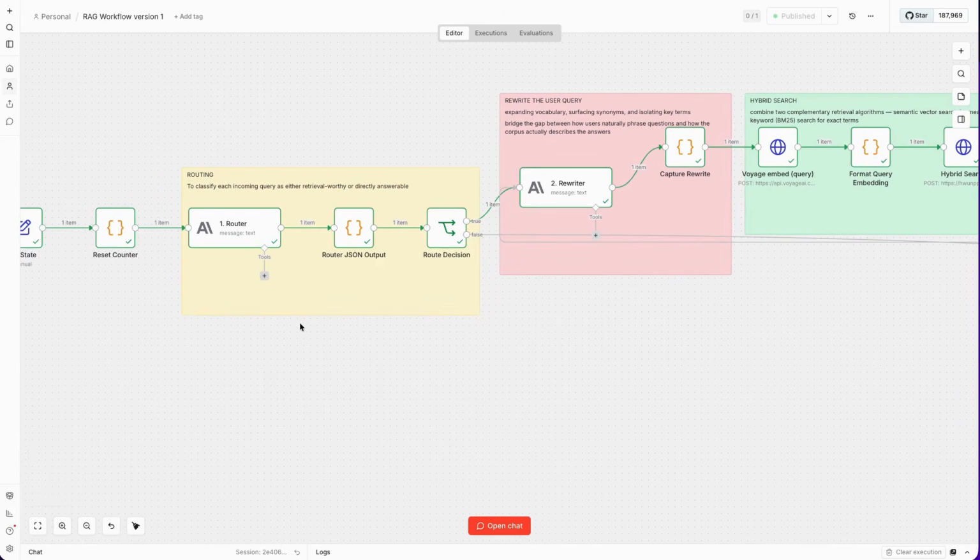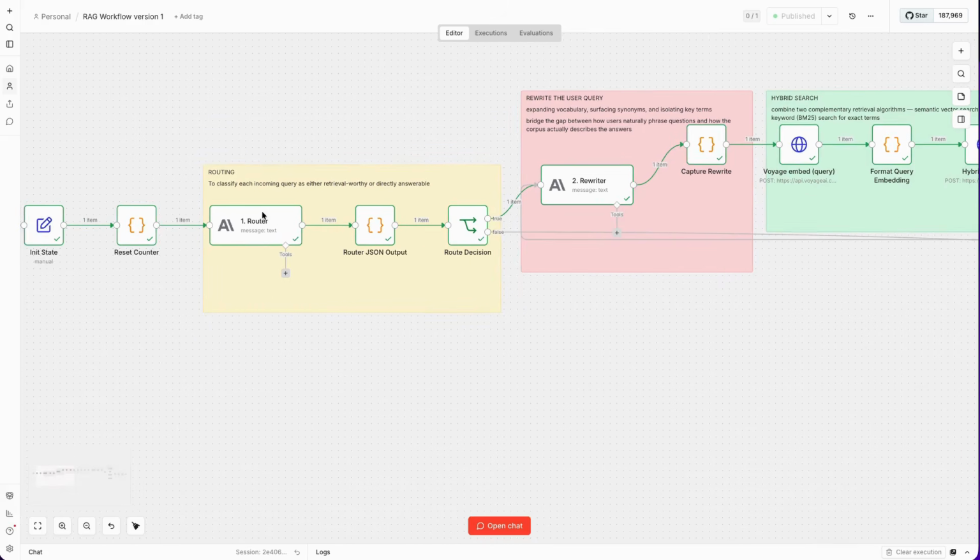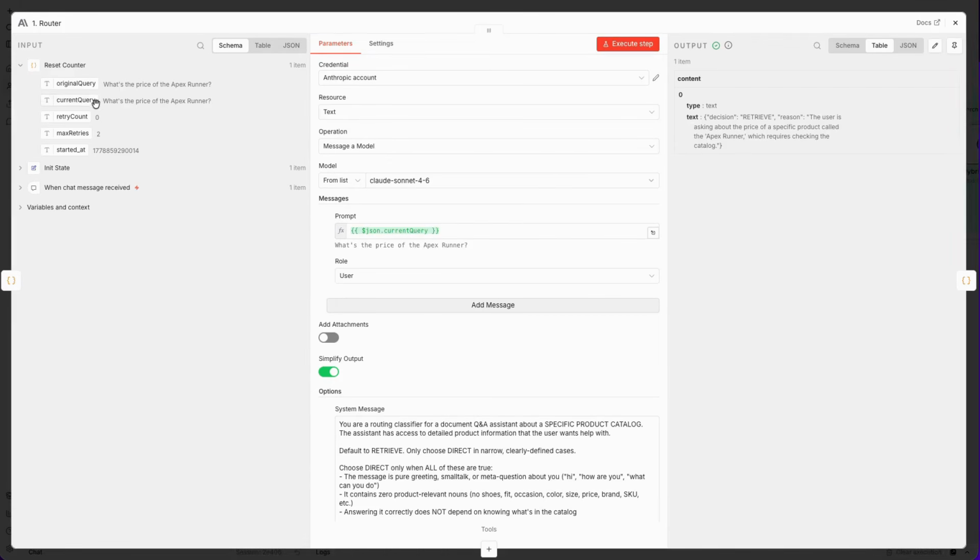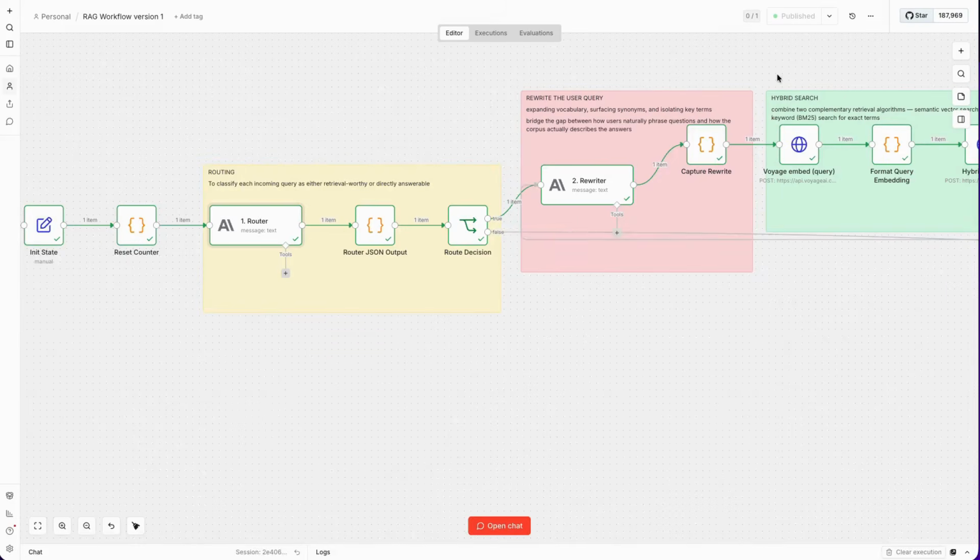So the first one is the routing block, and its job is very simple. It has to classify each incoming request and determine if this is retrieval worthy. For instance, you can see that the original query that came in here is: what's the price of the Apex runner? And the decision it took is that yes, we do definitely need to go through the retrieval process, because this is a specified product name which should be in the catalog.